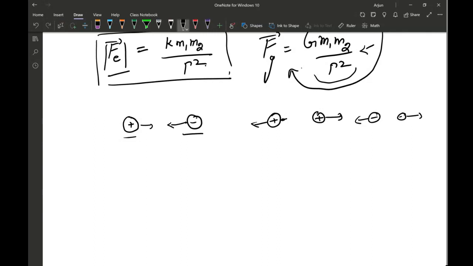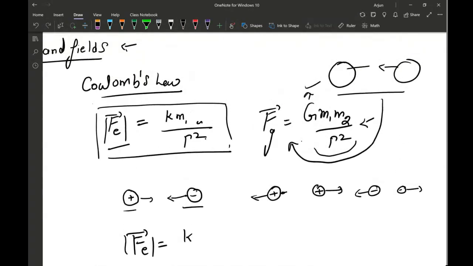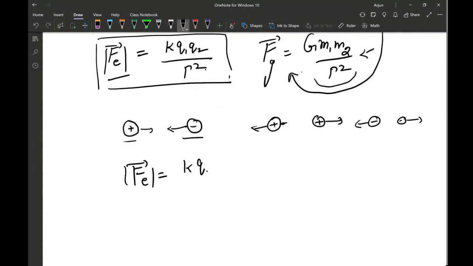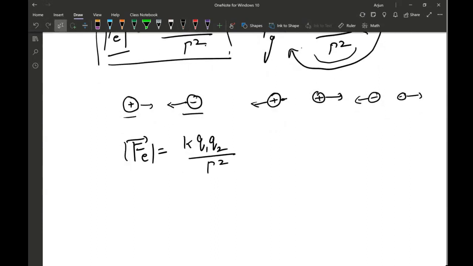The magnitude of that force can be calculated by this formula: Fe is equal to k Q1. I shouldn't have used the m1 m2 here, this is my mistake. I should have used Q1 and Q2. So Fe is k Q1 Q2 divided by r square. That is the force of attraction or repulsion between two charges. Then depending upon what kind of charges, we can figure out the direction of the force, whether it's the attraction or the repulsion.